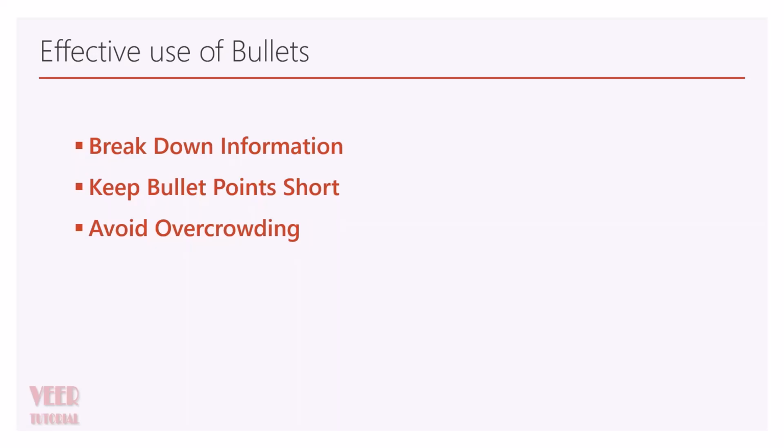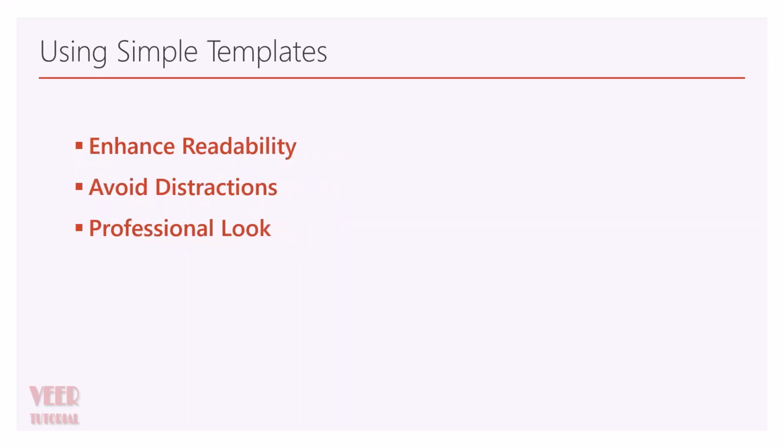Avoid overcrowding. Limit the number of bullet points per slide to avoid clutter. Aim for 3 to 5 bullet points per slide only. Using simple templates. Enhance readability. Choose templates that are clean and simple. Avoid templates with busy patterns or overly complex designs. Avoid distractions. The template should support your content, not distract from it. Simple design keeps the focus on your message. Professional look. Simple templates look more professional and are easy to work with.